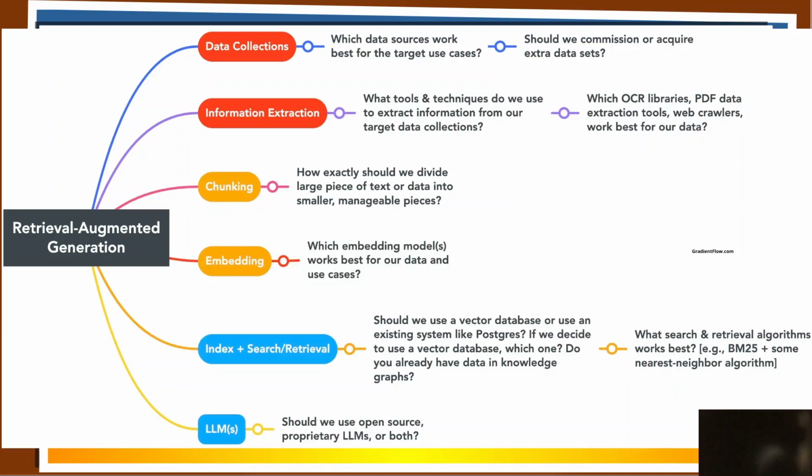So basically we take this text, we chunk them, and then we take a chunk and embed the words in that chunk in the form of a vector so that you can conduct vector searches for semantic similarity between two different textual patterns. Then you have an index search retrieval. Should we use a vector database or an existing system like PostgreSQL? Which vector database should we use? What kind of search and retrieval algorithms work best? Like a nearest neighbor algorithm is pretty common in this space. And then should we use open source, proprietary, or both?